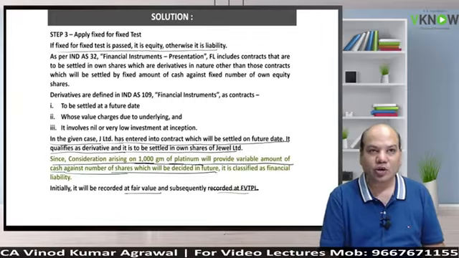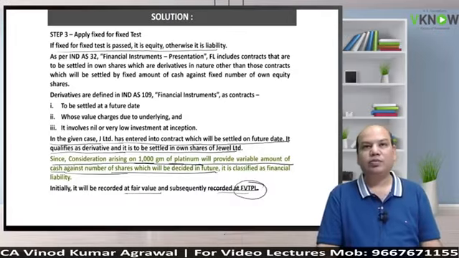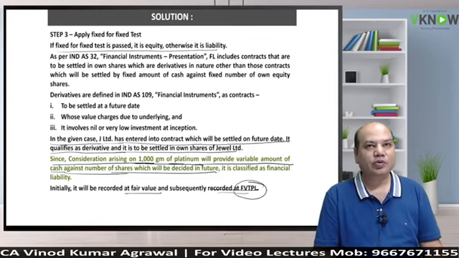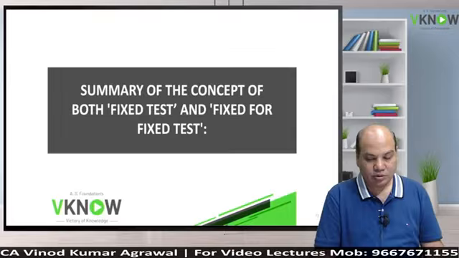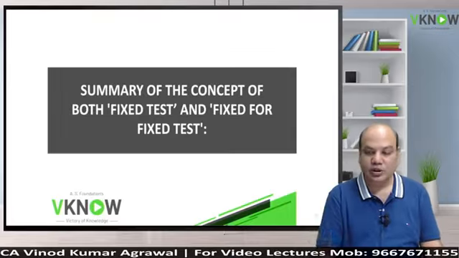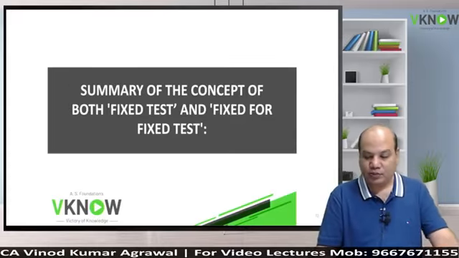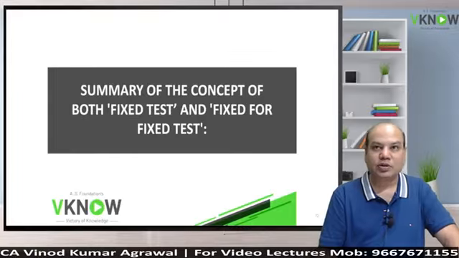Initially it will be recorded at fair value, subsequently also at fair value. Change in fair value will be recorded in profit and loss. Right? So I have made a small summary of the concept for both the fixed test and the fixed for fixed test.